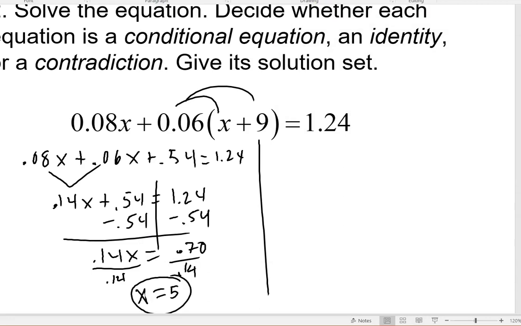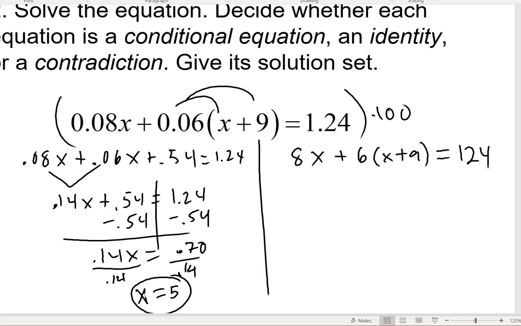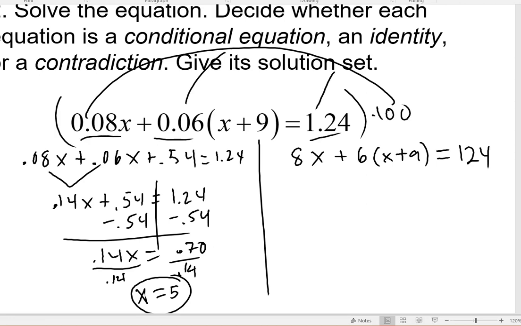Now, there are times where we're not going to really want those decimals, so the other option is to take the entire equation and multiply each term times 100. That would turn that 0.08 into an 8, that 0.06 into a 6, and the 1.24 into 124. So basically that 100 would multiply across each term. Okay, we have 3 groups, so it'd multiply with the decimal on each, and then I could solve it.